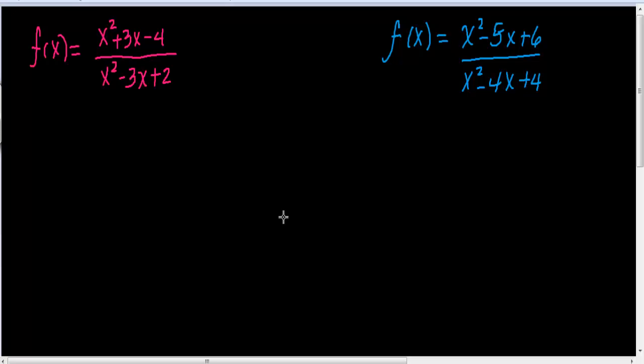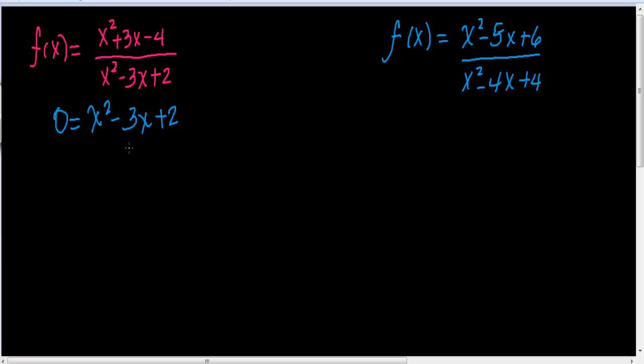Here are two more examples on how to determine if I have a vertical asymptote or a hole in the rational function. Remember when we were trying to find out where the vertical asymptotes are, I would take my denominator and set that equal to 0. So let's do that. I have 0 equal to x squared minus 3x plus 2, and then I solve for x.